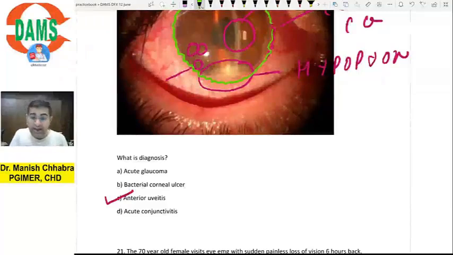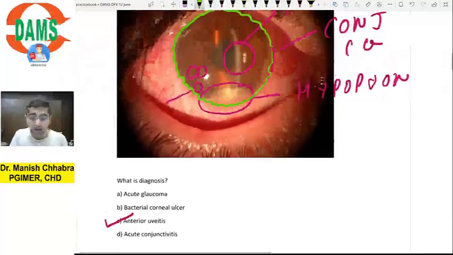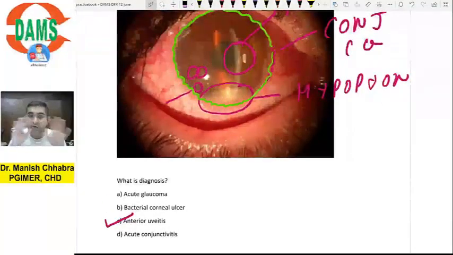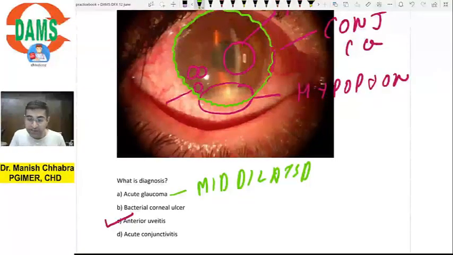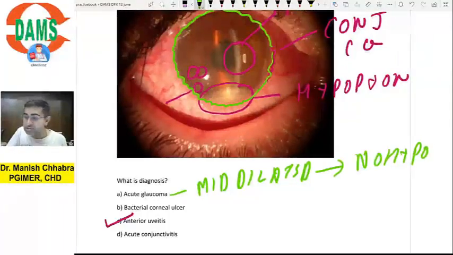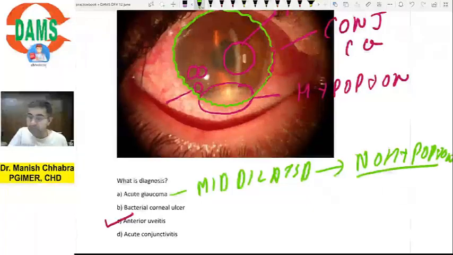So don't say why it cannot be acute glaucoma, because in acute glaucoma whole of the eye will be congested, right? And the pupil will not be constricted, the pupil will be mid-dilated in acute attack, and there will be no hypopyon. This is how you connect the dots.